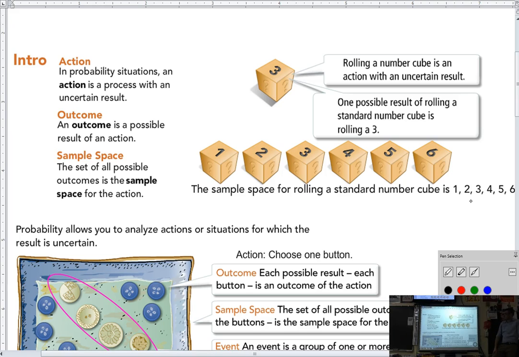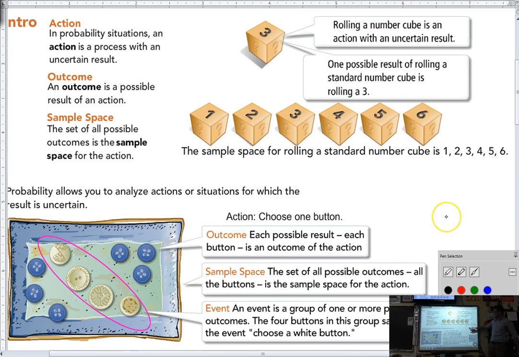So here's our number cube. The sample space, this is what I'm talking about, so I would highlight if I was you. The sample space lists all outcomes. An action is what you do. In this case, the action is roll. I can flip, I can draw, I can roll, I can select, whatever. Essentially, it's a verb. It's an action word.